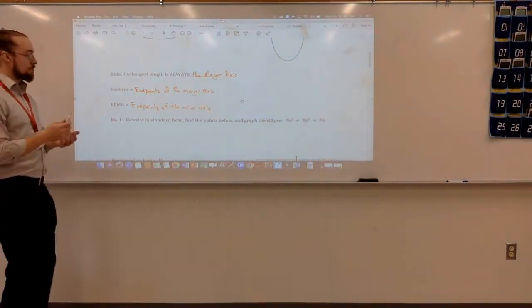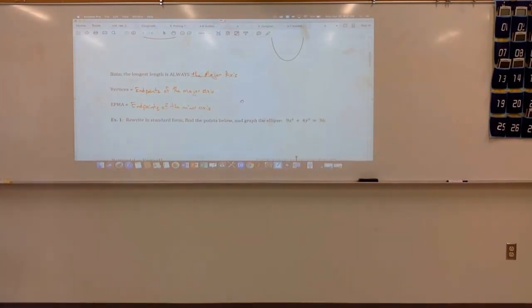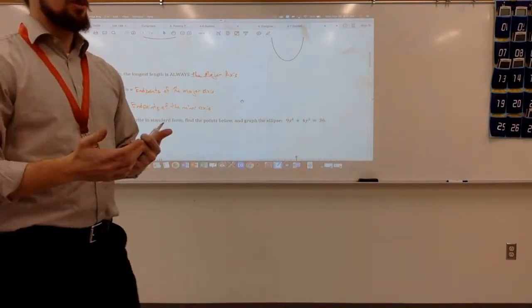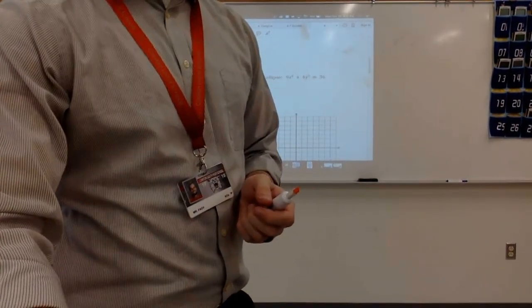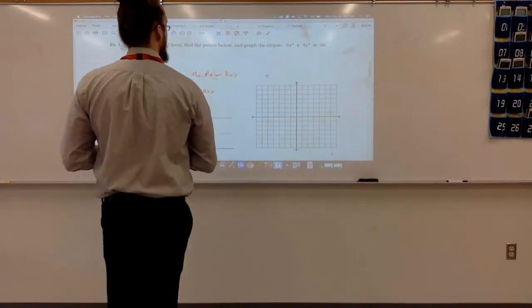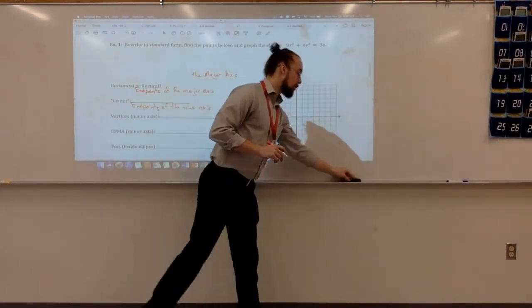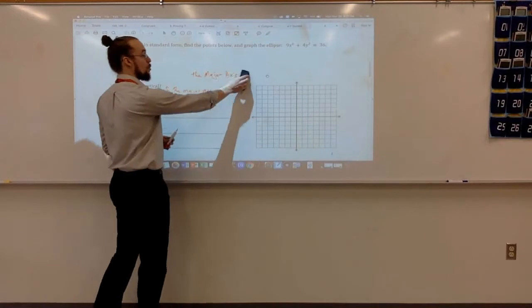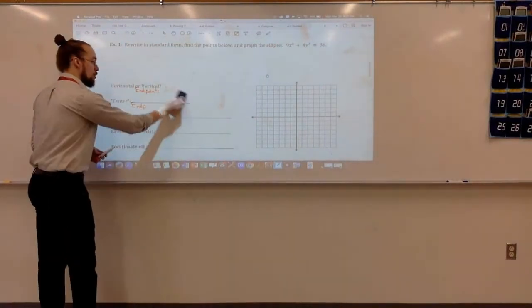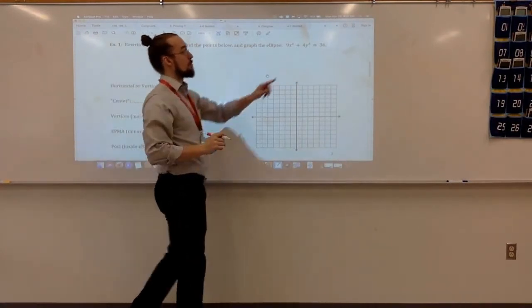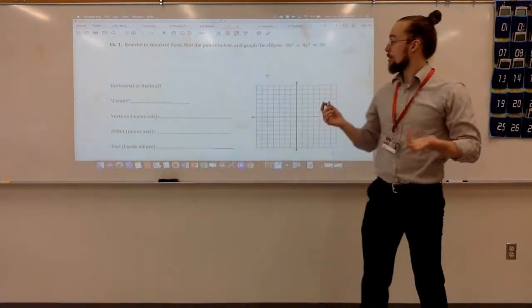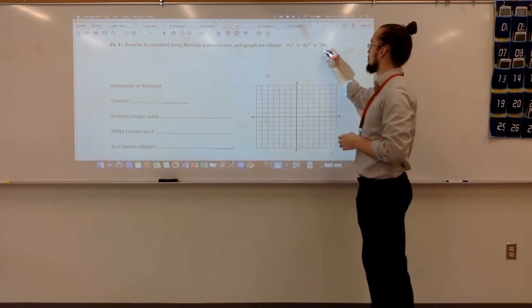Okay, so let's jump into an example then. So our first example here is the equation 9x squared plus 4y squared equals 36. So it's not quite in our standard form yet. Okay, to put this in standard form, I want my equation to be equal to 1. I want 1 to be on the right side. So I am going to just divide everything by whatever this value is. I'm going to divide both sides by 36.